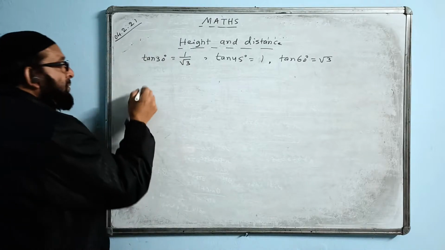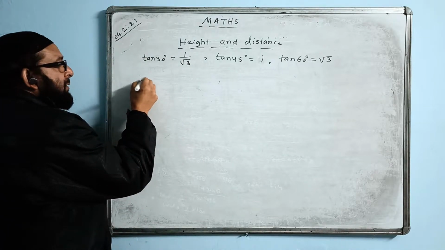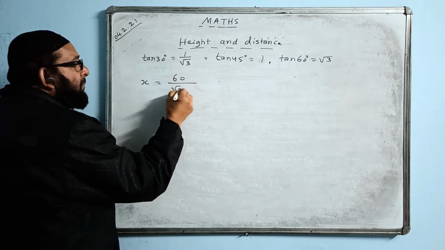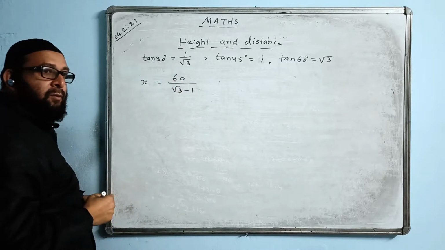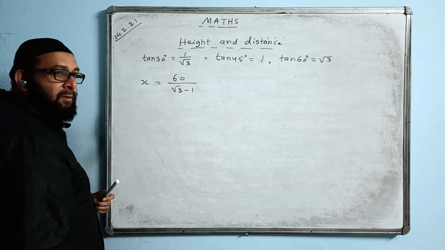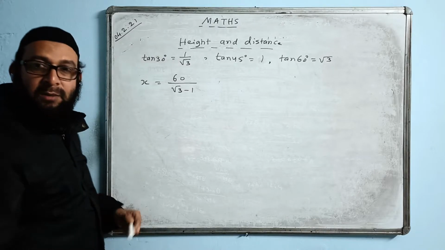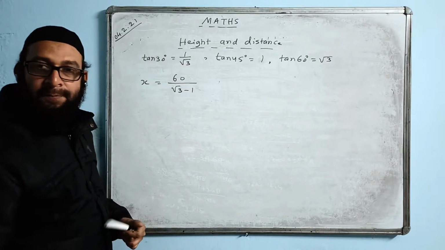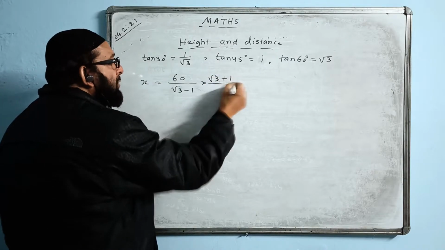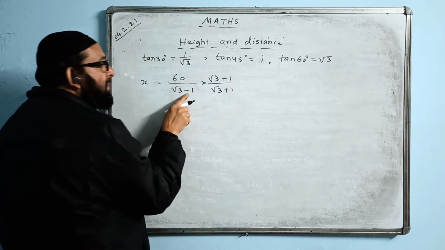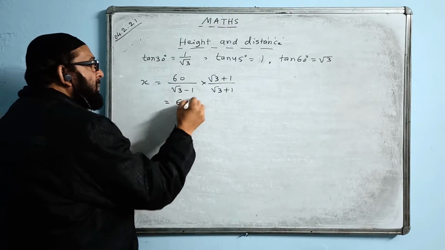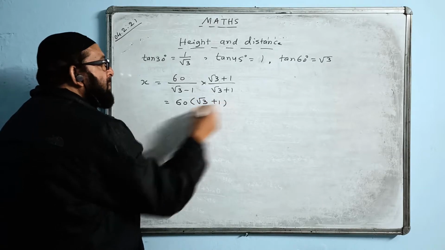Now, suppose we are having a situation like this. X is equal to maybe 60 by root 3 minus 1. What should we do? First, root in the denominator we will not accept, because the answer in decimal place is quite difficult. We will rationalize it. How do we rationalize? Root 3 plus 1. Minus 1 is there already, so we have plus 1 and plus 1. This 60, give a bracket root 3 plus 1.